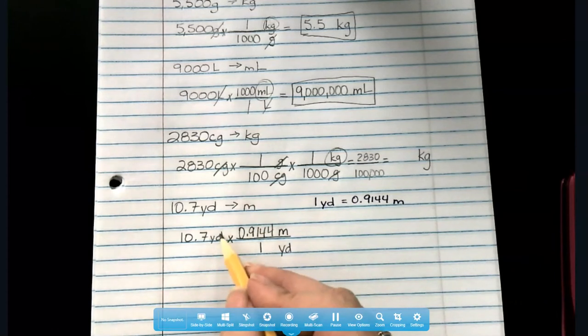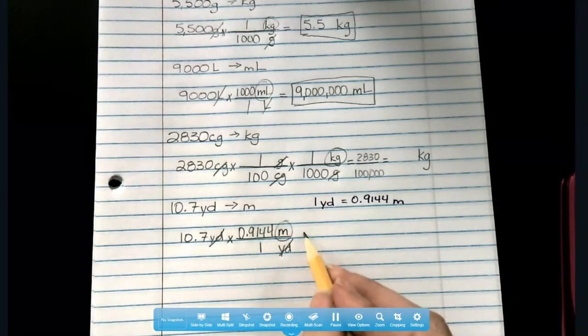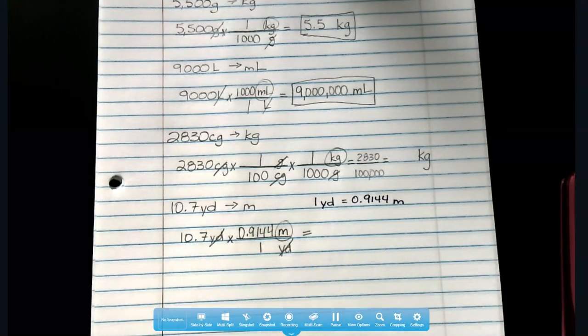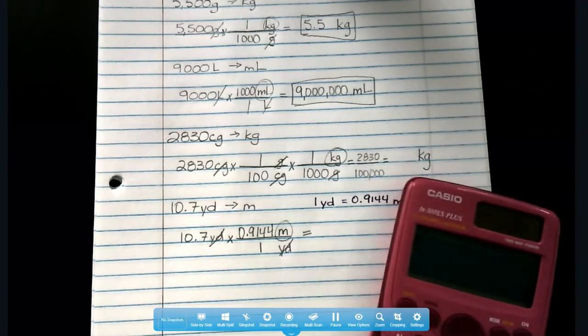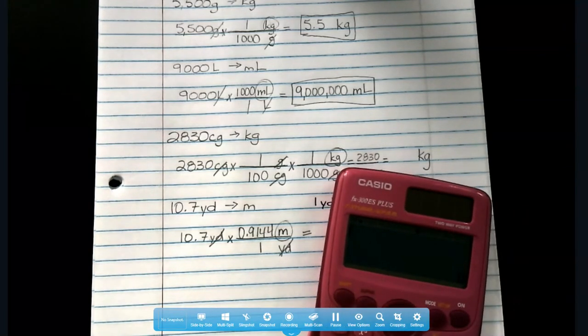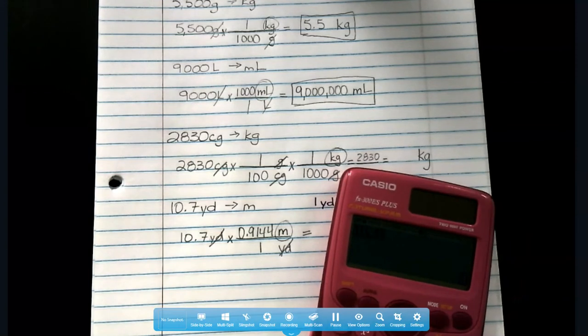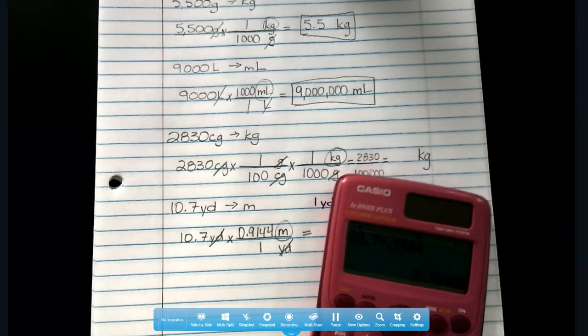0.9144. Now we can cancel this, we're left with meters, and we do our math. So 10.7, and I'm going to plug that in on my calculator, times 0.9144, and it gives me 9.78.